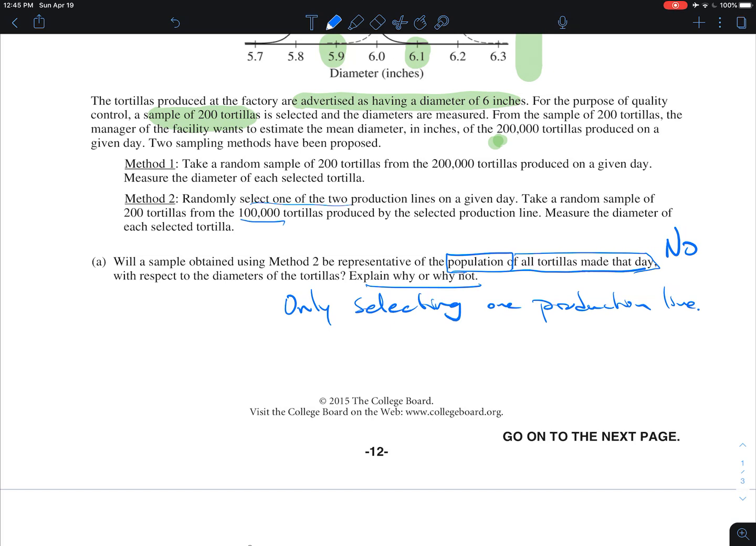I'm going to be tight on space. But the answer is no. And then you're only selecting one of the production lines, right? Therefore, not representative of all tortillas made that day.